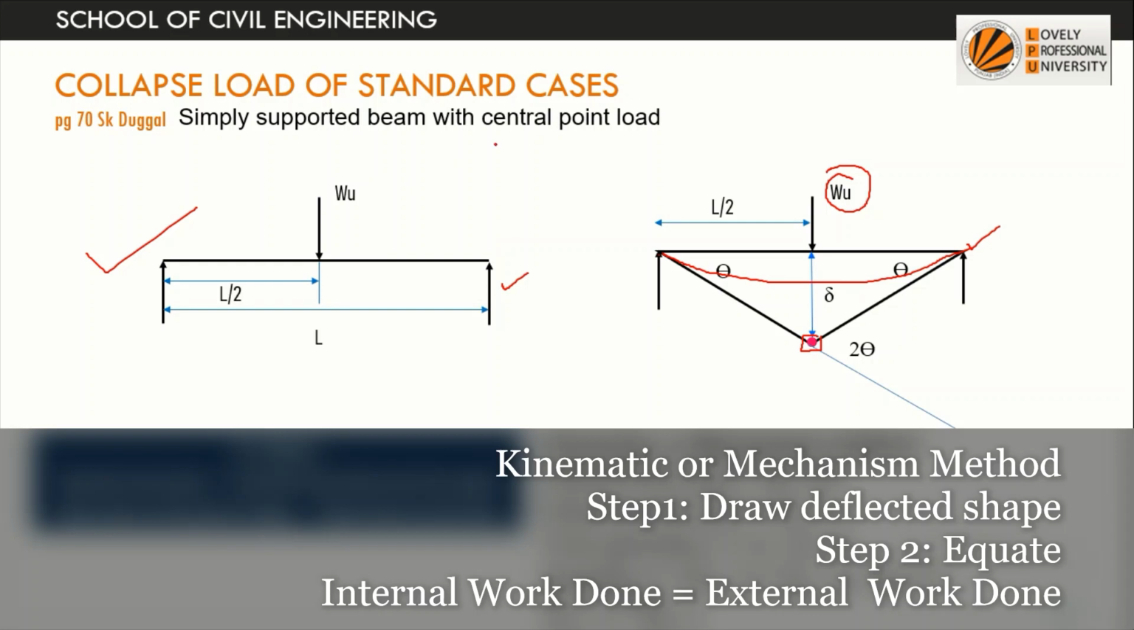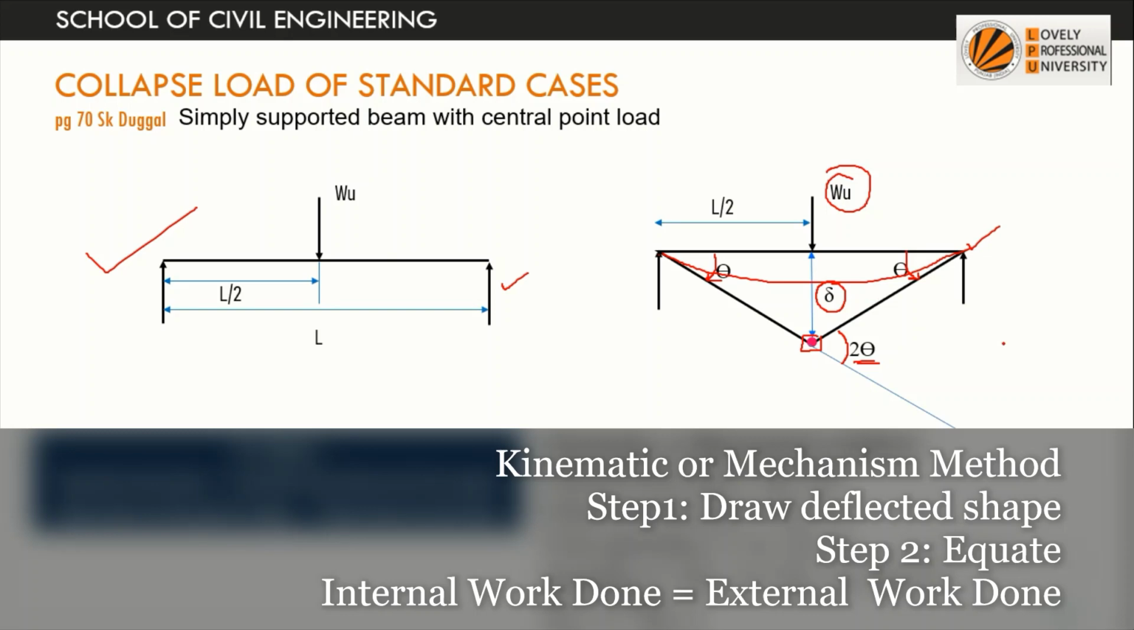Since it is a mechanism or kinematic method, we consider that the plastic hinge is already formed. So here the plastic hinge is formed, and we see that the rotation at this end is, suppose, theta, and due to symmetry of the load, the rotation at the other end will also be the same, that is, both ends will be theta and theta. This angle will be the sum of the interior opposite angles, so it will be theta plus theta, 2 theta. Because of the load, the deflection under the load is delta.